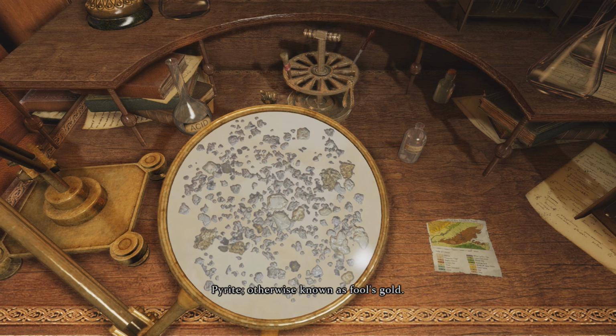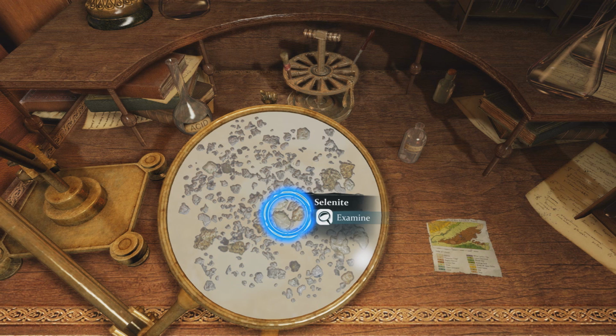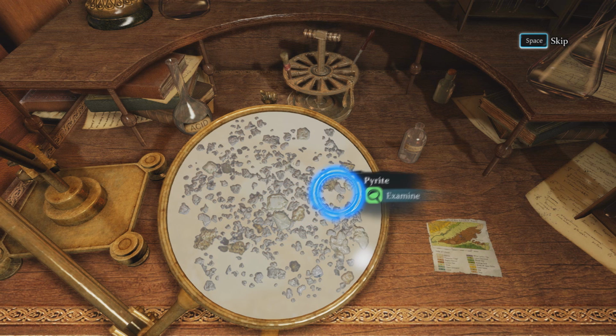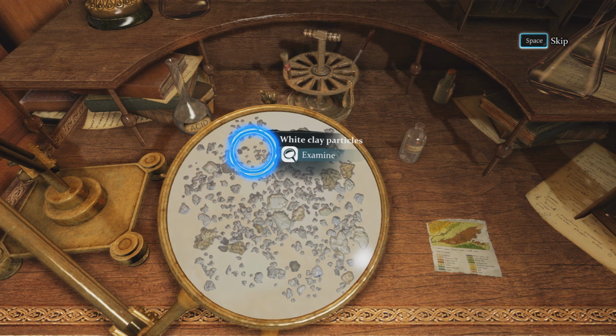Pyrite. Otherwise known as Fool's Gold. Yes. Selenite. And white clay particles.